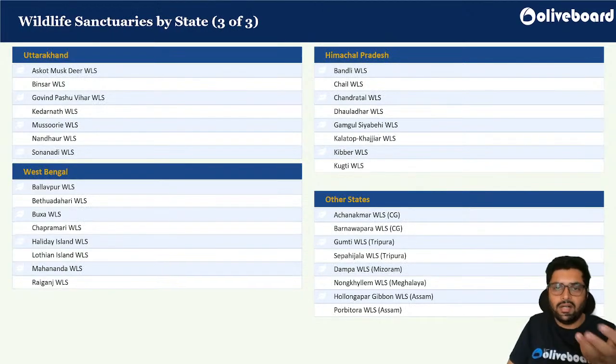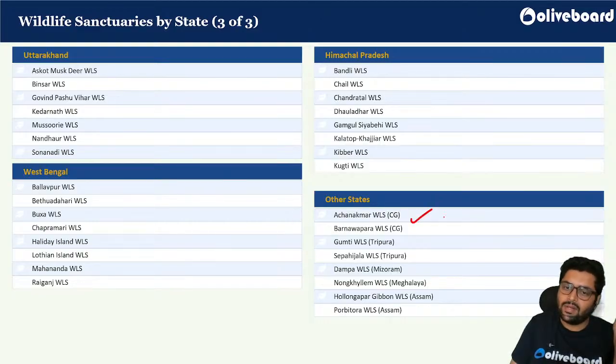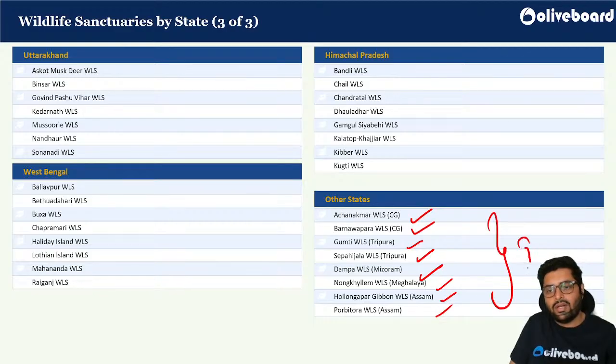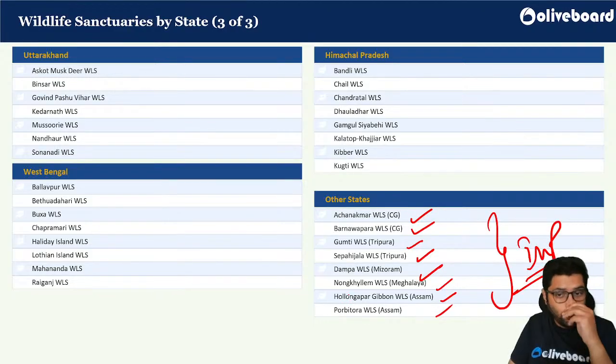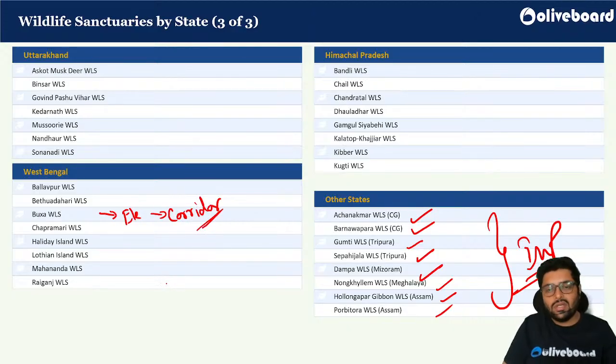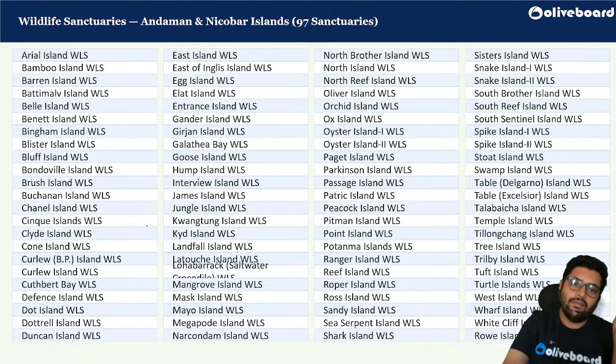Rajasthan is there, Uttarakhand, Himachal Pradesh. In other states, we have Achanakmar in Chhattisgarh, Barnawapara, Chhattisgarh, Gumti, Tripura, Sepahijala, Tripura, Dampa, Nongkhyllem, Meghalaya. So these are important ones. You should know this. Pobitora Wildlife Sanctuary, Assam, correct? Like Baksa Wildlife Sanctuary for elephants. And it is a corridor also, elephant corridor, correct? So you should study in the same manner whenever we are studying about wildlife sanctuaries.